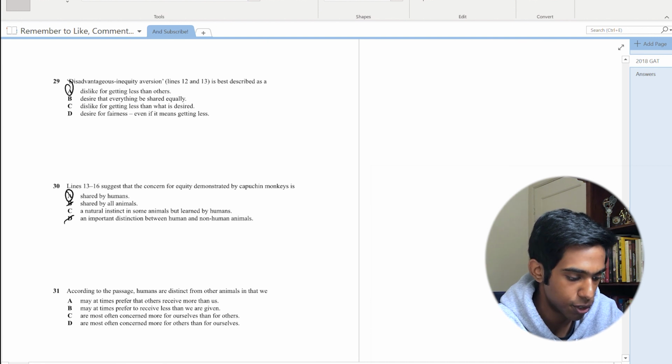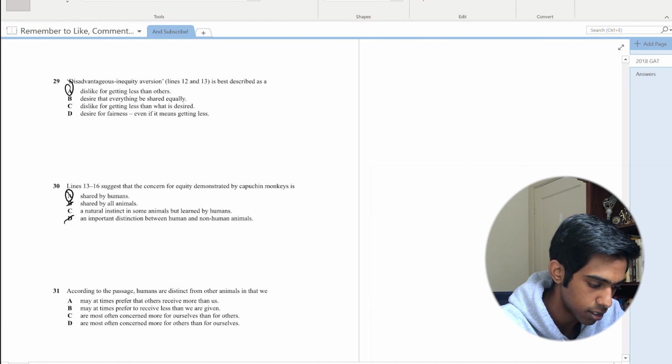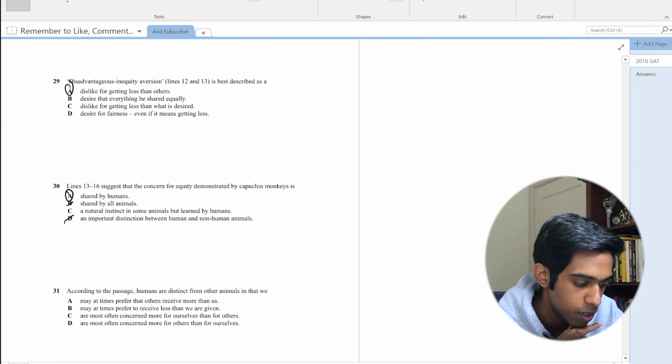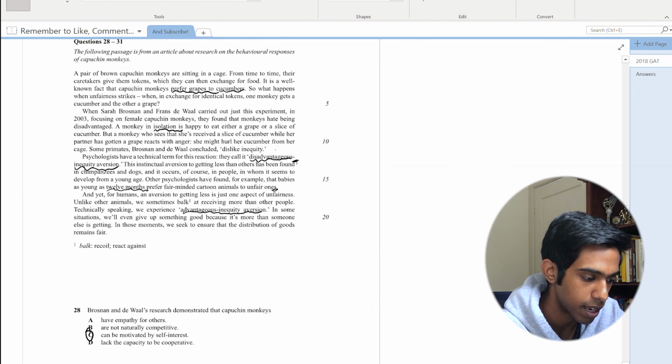According to the passage, humans are distinct from other animals in that we may at times prefer that others receive more than us. May at times prefer to receive less than we are given. I think I'm looking at B at the moment: are most often concerned more for ourselves than for others. So let's have a look at the passage again. It's definitely in the last passage or so.